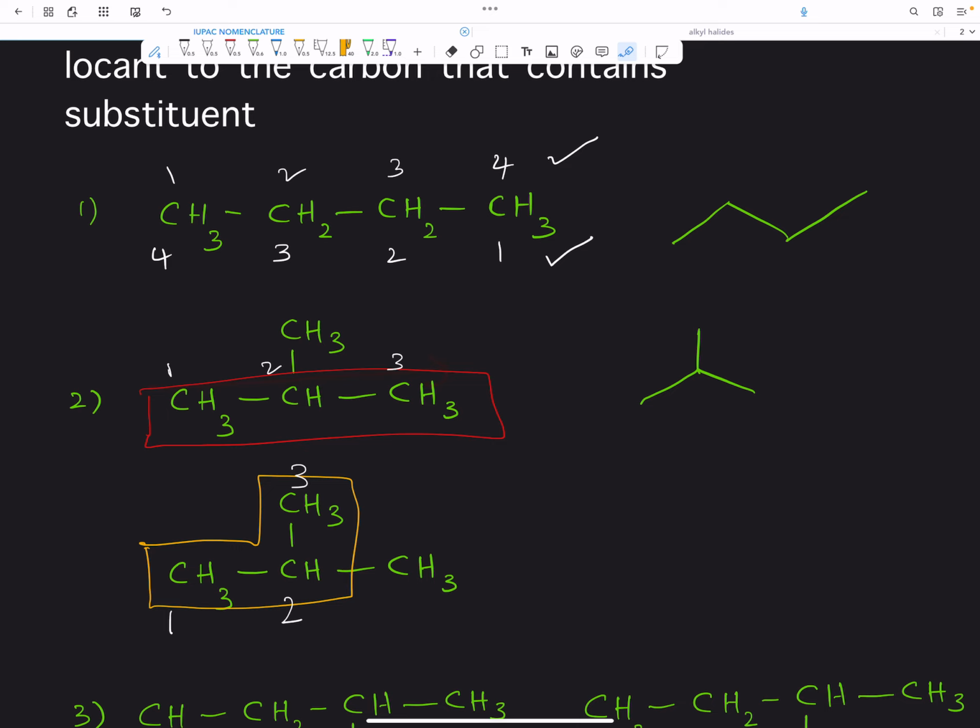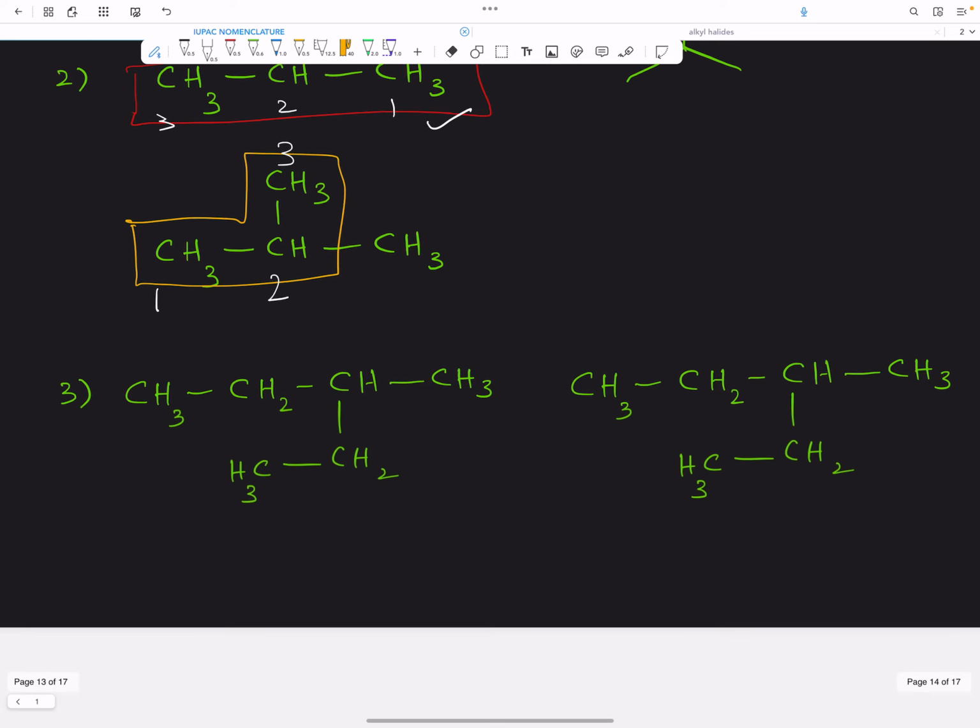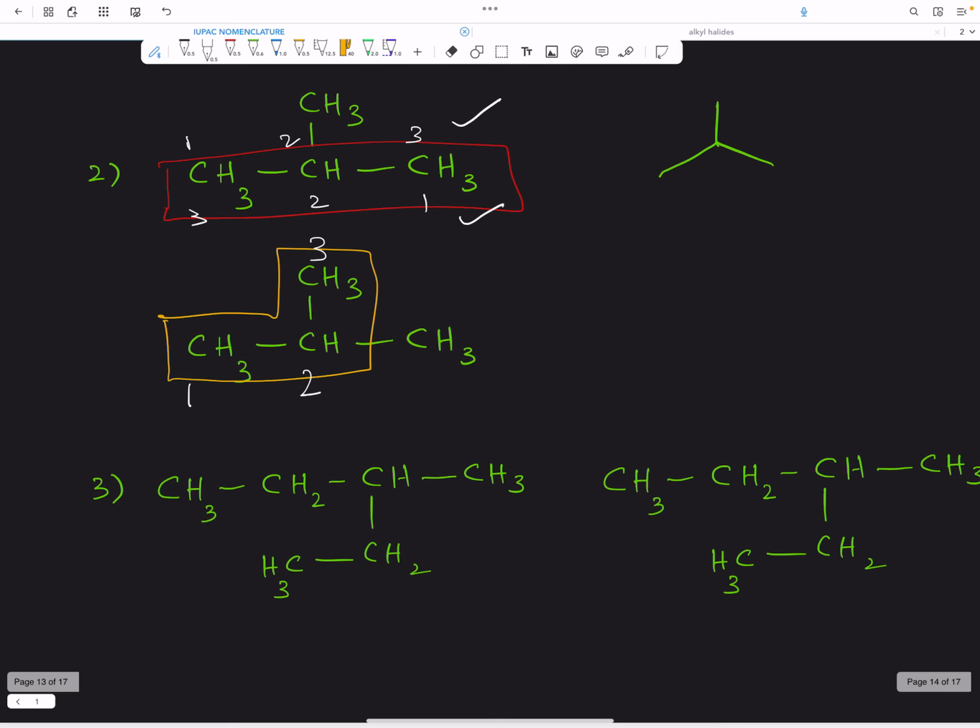Let us start numbering in another direction 1, 2 and 3. Here also methyl group is getting identical locant. Therefore, numbering can be done in either way. Both are correct numberings. Now, here we have chosen the parent chain as the longest continuous carbon chain.